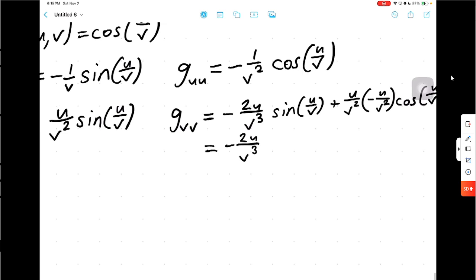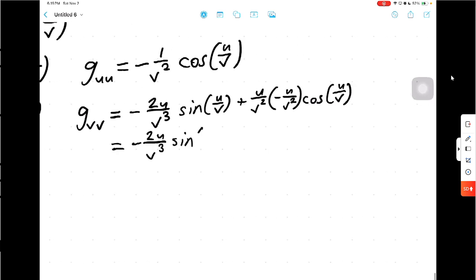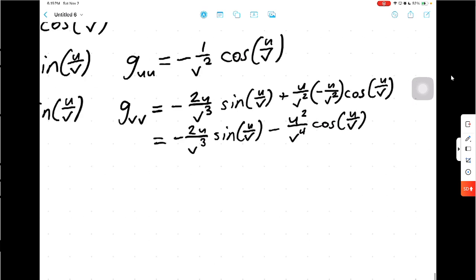2u over v cubed sine of u over v minus u squared over v to the 4th cosine of u over v.